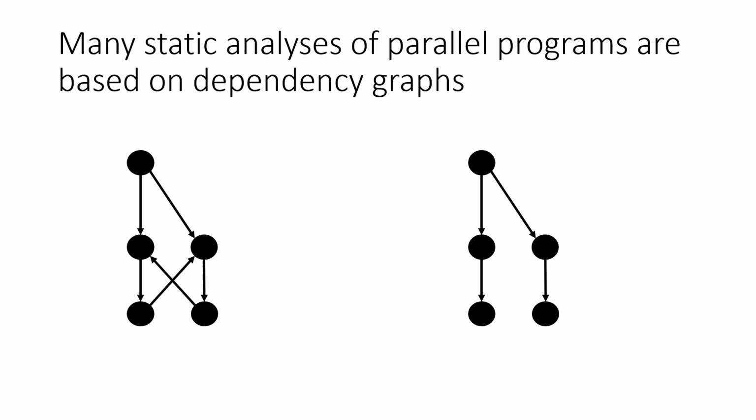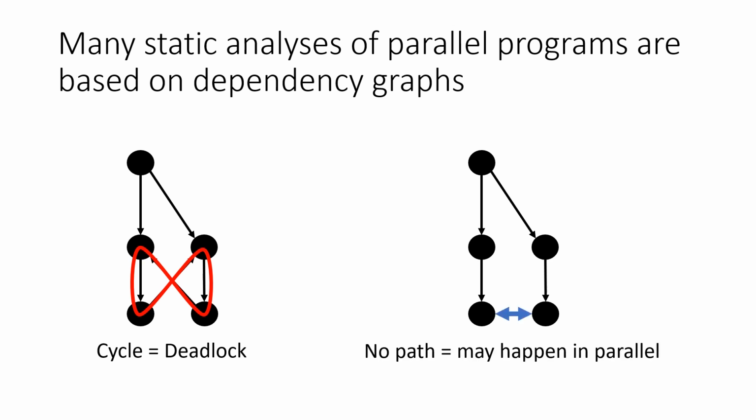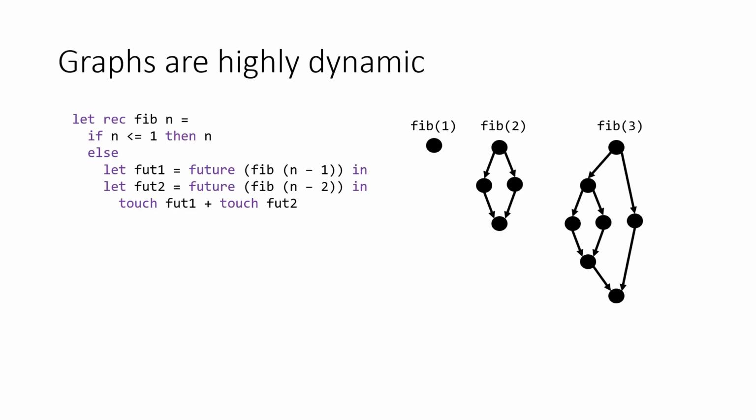In this abstract representation, many properties of interest become relatively clear. For example, a cycle in the graph indicates a deadlock, or if two nodes have no path between them, then the corresponding program points may happen in parallel, which may be important information in detecting a data race. In many modern languages, the parallel structure of the program is determined dynamically based on runtime information, which makes it quite difficult to statically determine information about the program's graph.